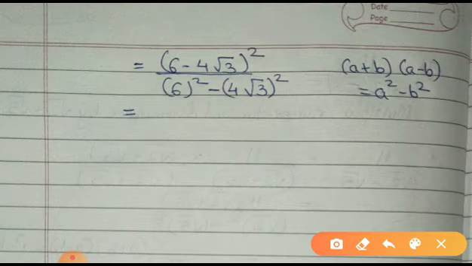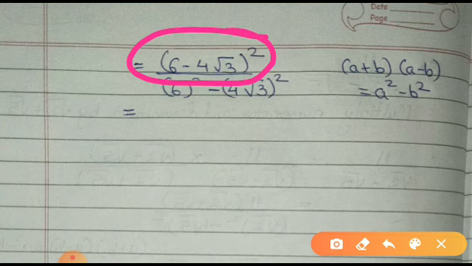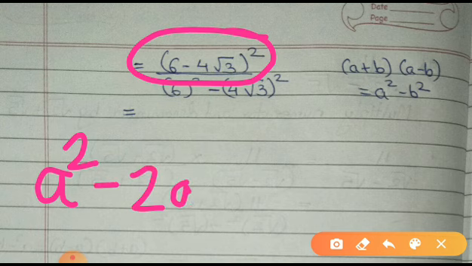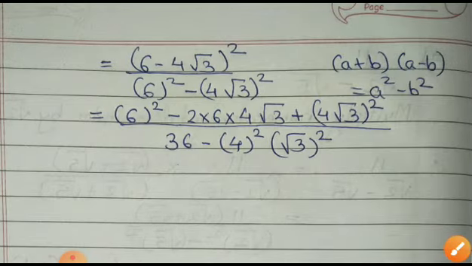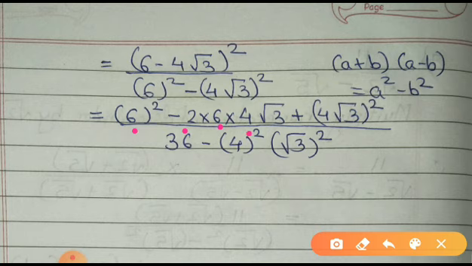Okay, and the denominator again the same, I can have of the form a plus b into a minus b. So I have written 6 square minus 4 root 3 bracket square. Now make use of the identity a minus b the whole square. It is what? A square minus 2ab plus b square. So it will be 6 square minus 2ab, b is 4 root 3, plus 4 root 3 bracket square. This whole should be multiplied.